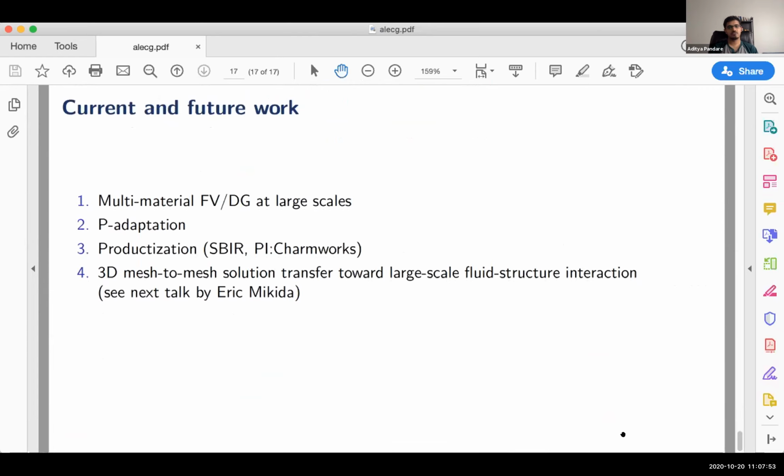We are working on different fronts on Quinoa right now. There is a multi-material algorithm that is being implemented. It has a finite volume and discontinuous Galerkin numerical method for multi-material flows. We have p-adaptation going on, which also induces load balancing. There's a productization SBIR with the CharmWorks folks also going on. There's a 3D mesh-to-mesh transfer, which is what the next talk is about, where the target applications are fluid structure interaction type of flows. So with that, I end my talk, and I'm open to questions. Thank you so much.